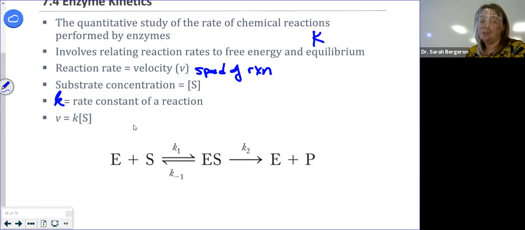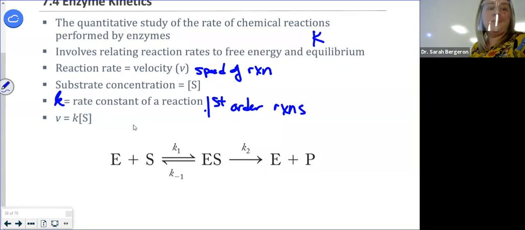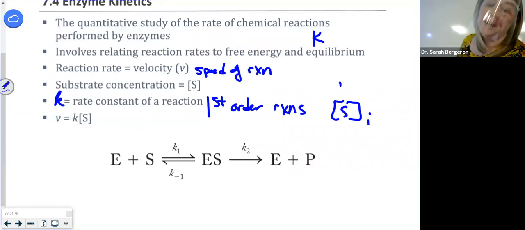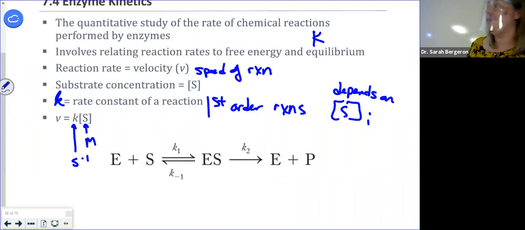So for the reactions that we're going to work on, these are all first order reactions. Go back to Chem 106. What do first order reactions depend upon? The initial substrate concentration. So in order to calculate velocity, we're going to take the rate constant of our reaction times our substrate concentration. So what are our units for velocity? If substrate concentration is molar, anybody know what the unit for little k is? It's time to the negative one, so seconds to the negative one. So what's our formula for velocity, our units? M s to the negative one, right?